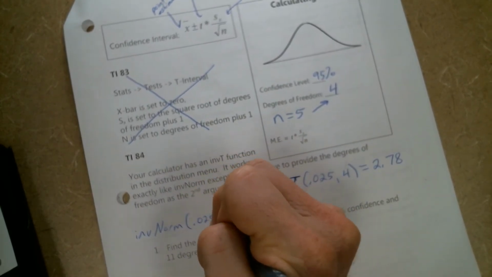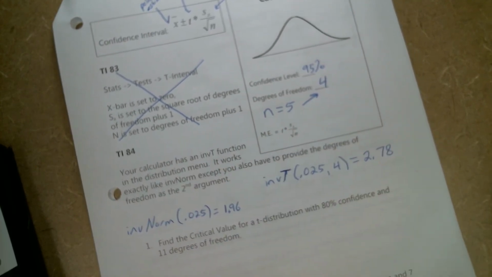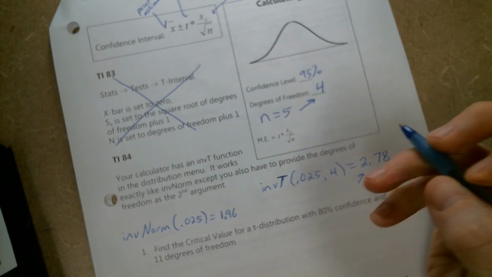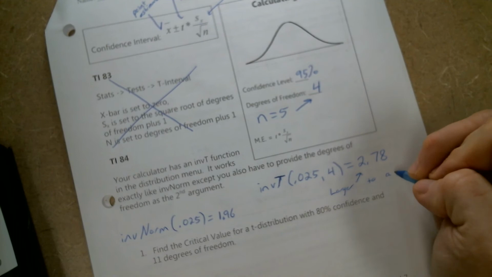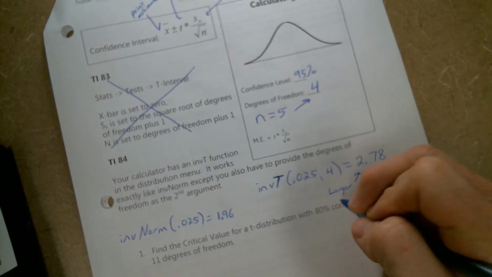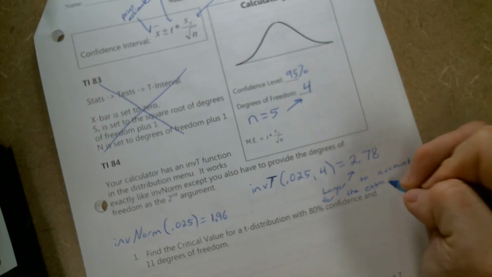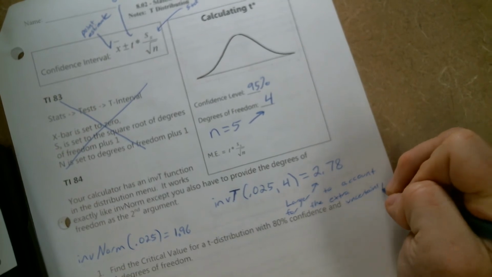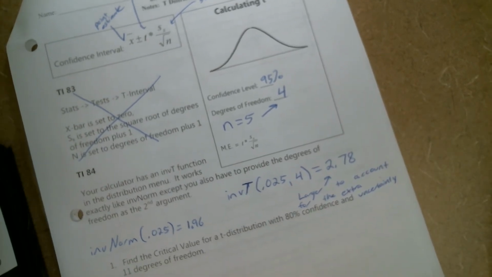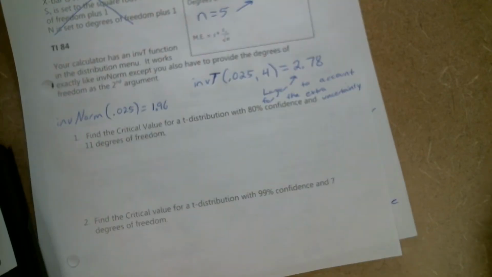Of 0.025. That's the 1.96 that we're used to. So this is larger to account for the extra uncertainty. So our intervals are going to be a little bit larger to account for that extra uncertainty. All right, so let's practice this just a couple of times here.